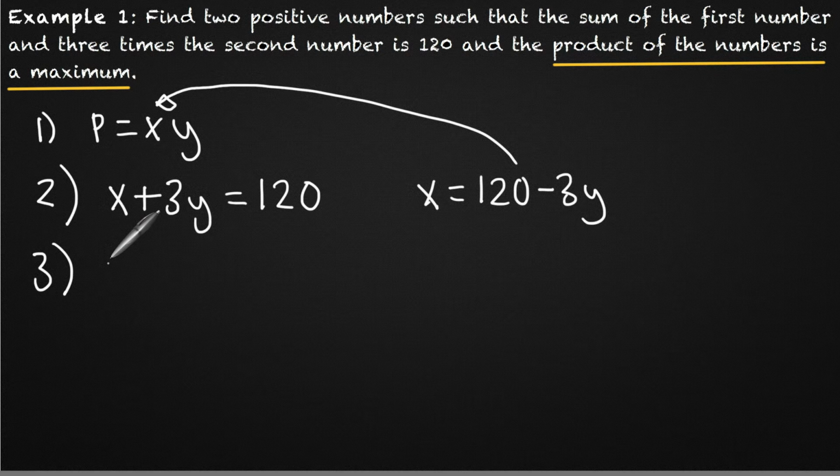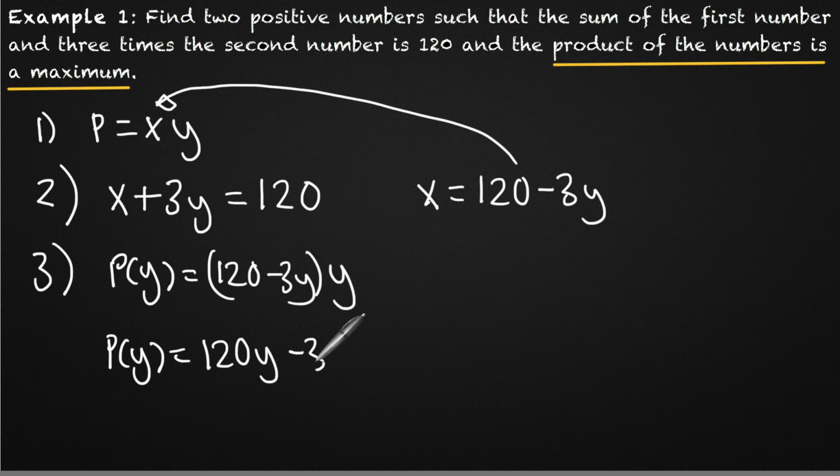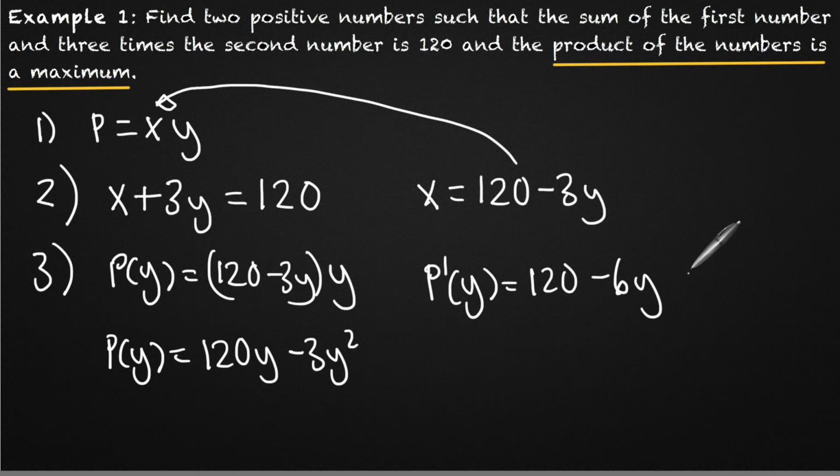So now I'm going to write this in function notation. P of y equals x, but I'm not going to write x. I'm going to write 120 minus 3y times y. And so now I'm going to clean that up a little bit. So P of y equals 120y minus 3y squared. Now I want to find the maximum of this function. So I know that anytime I want to find the maximum of a function, I take the derivative. So P prime of y is going to be 120 minus 6y. I'm going to set that equal to 0. So 6y equals 120. So y equals 20.